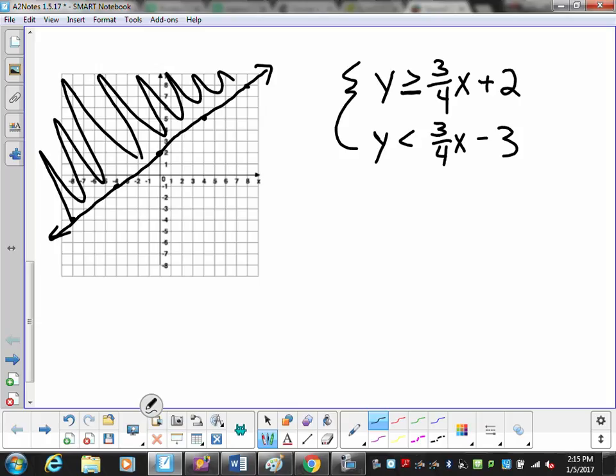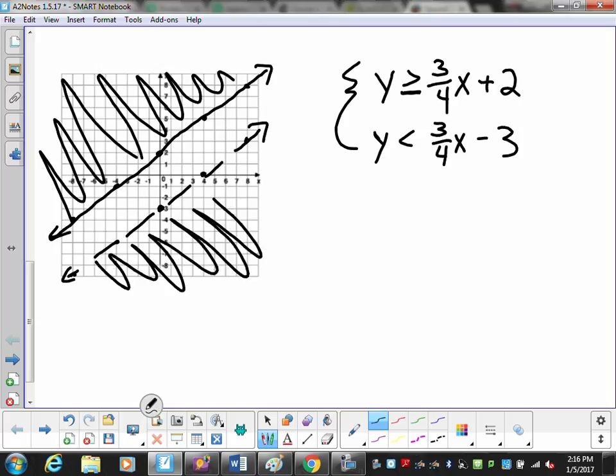Okay, second inequality. Start down here at negative 3. And from there I go up 3 over 4, or I go down 3 and to the left 4. This time it's going to be a dashed line though. And then where am I going to shade? This one is less than, so you're going to go down. There is no solution. They have nothing in common, so there is no solution.